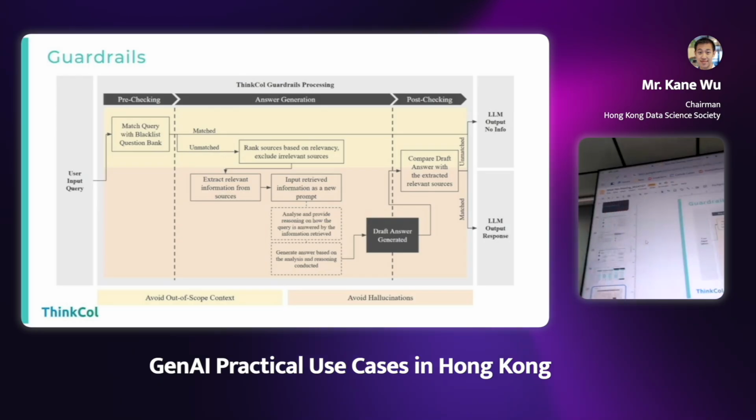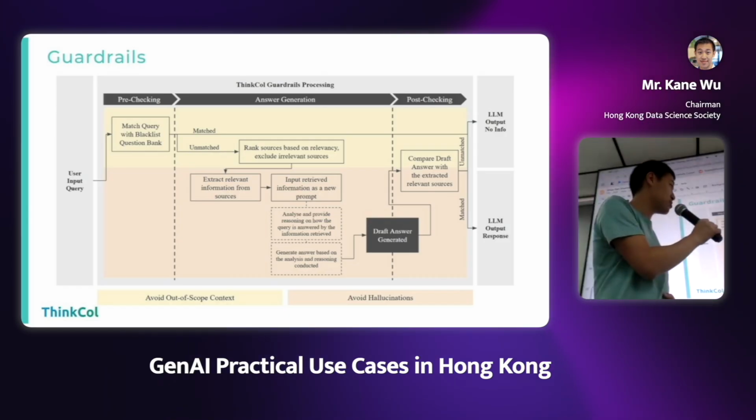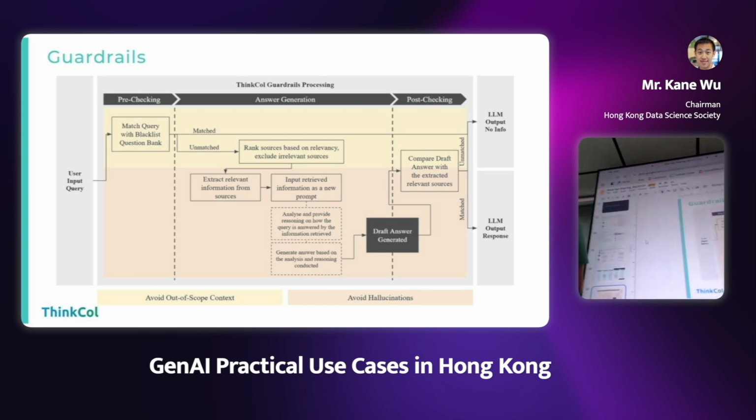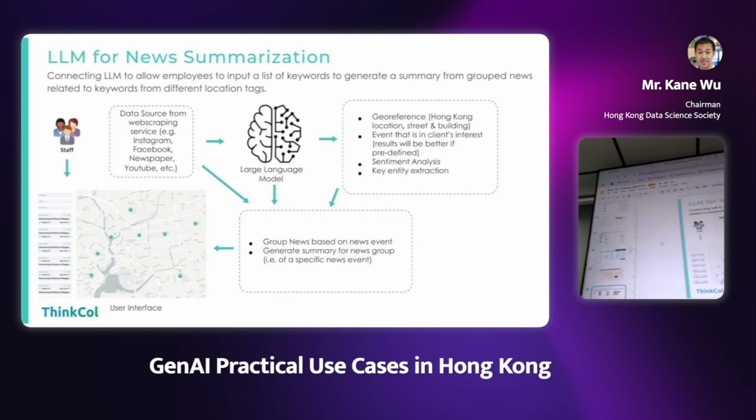So that's why a lot of times we have to make sure that there are guardrails to protect ChatGPT so that it wouldn't say things that it's not supposed to. So these are some of the guardrails that we do. And that allows ChatGPT to be more controllable and things like that.